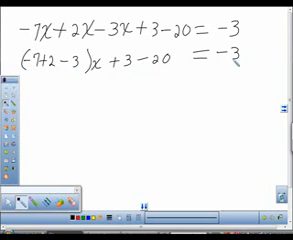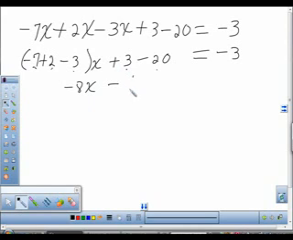So we're going to add up our x's here. If I'm 7 in the hole, I deposit 2, how much do I now have? -5, and then I write a check for 3. How much do I have? So I've got a -8x. Now let's look at the constants here. I have 3, and I write a check for 20. What do I now have?